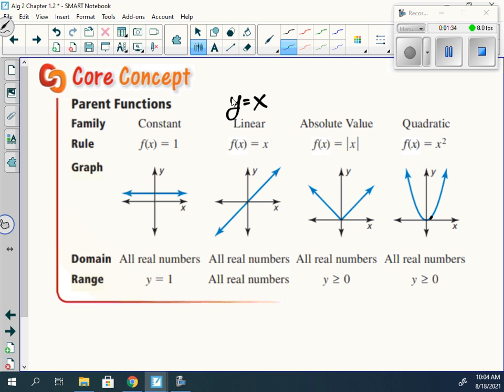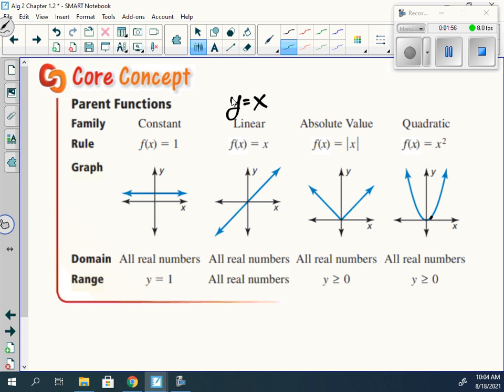Quadratics are always going to have this U shape to it. And the most basic for quadratics is y equals, or f of x equals, x squared. Absolute value, y equals the absolute value of x. These are the most basic versions of each one. And the last one here is a constant function. It doesn't go up or down, it's just a straight line.